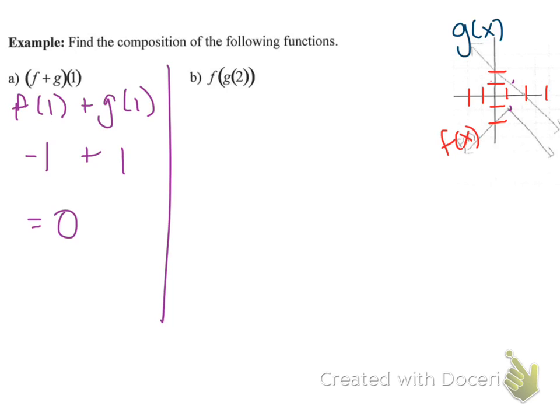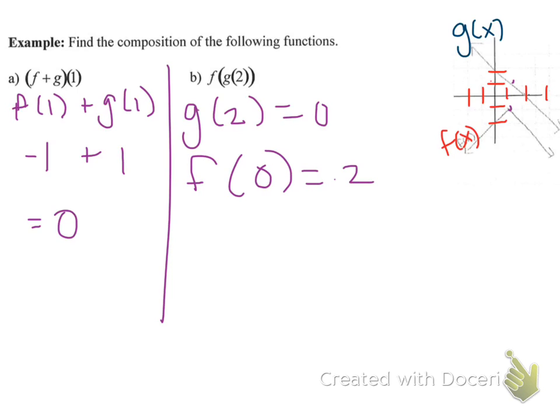For letter B, we're going to find g of 2 first. So g of 2 is equal to 0. And now I have to plug that into the f function. So f of 0 is equal to -2. So the final answer for that whole thing is -2. All right, that's all for today.